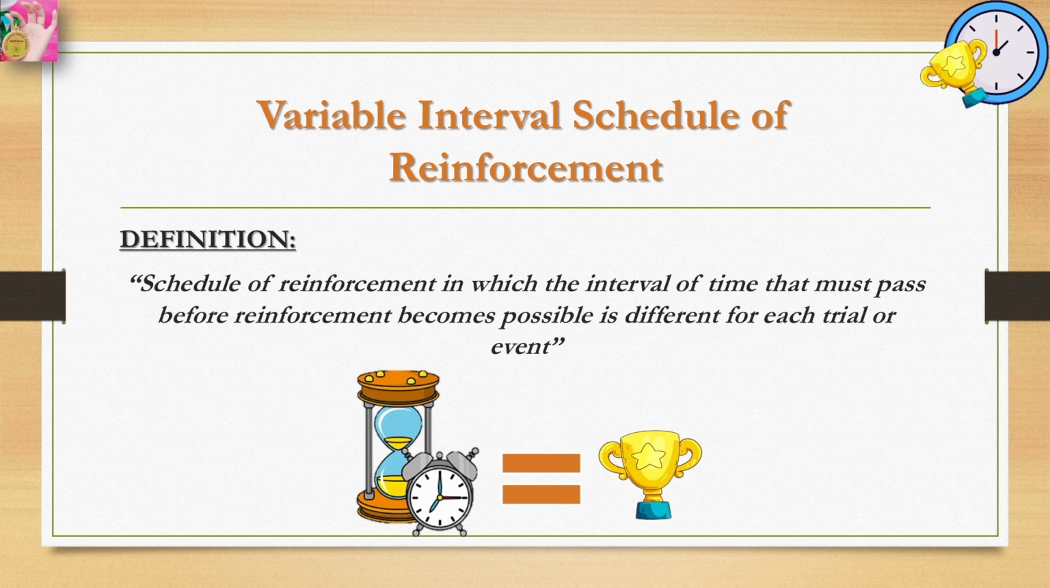So the definition of the variable interval schedule of reinforcement is a schedule of reinforcement in which the time that must pass before reinforcement becomes possible is different for each trial or event.